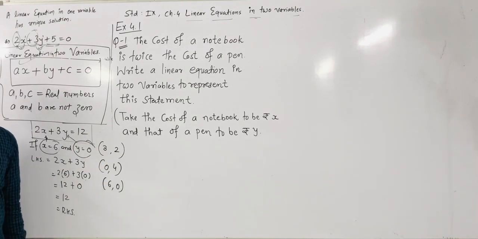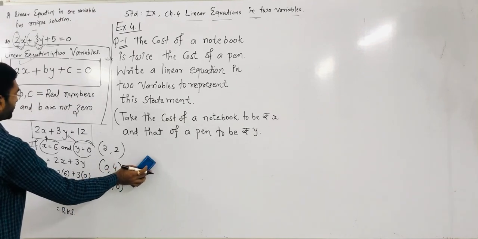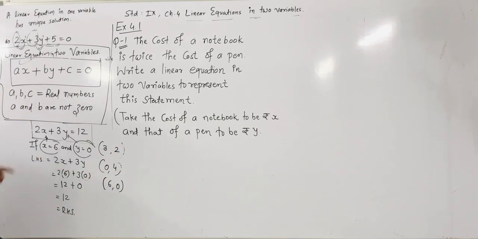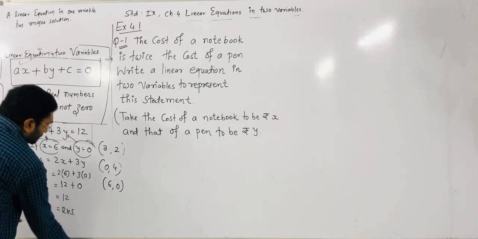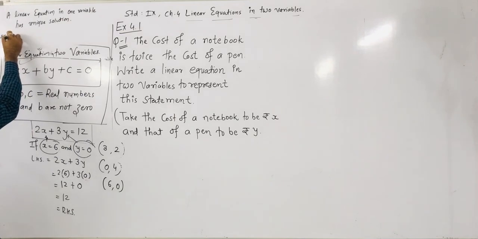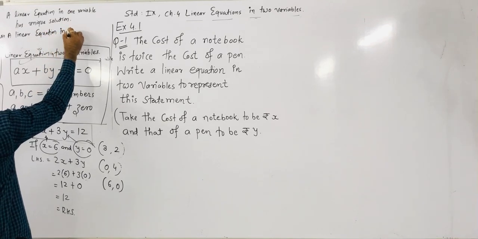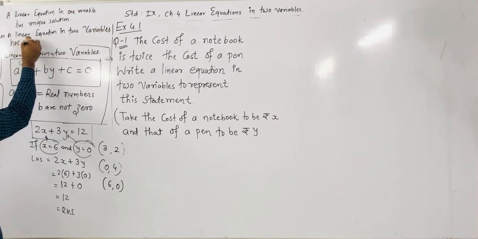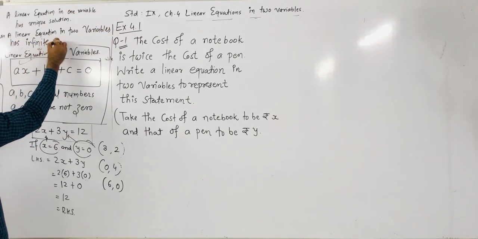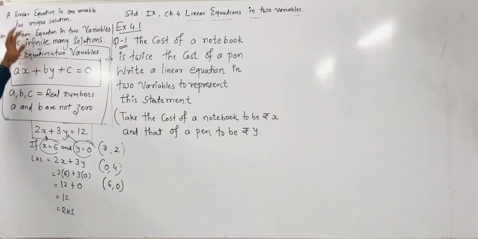And the graph of a linear equation in 2 variables is what? It is always a straight line. So remember that. We also have to plot the graph in our exercise. That we will discuss later on. But right now you have to write in your notebook all these things, and after that mention a point: a linear equation in 2 variables has how many solutions? Infinitely many solutions. Remember that.